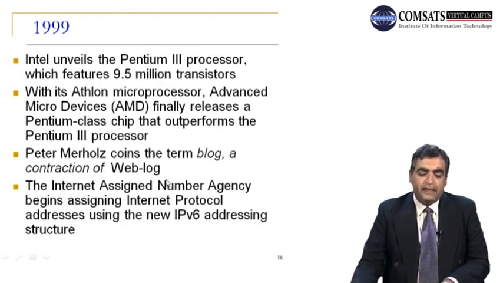In 1999, Intel unveils the Pentium 3 processor, which features 9.5 million transistors. In the same year, Advanced Micro Devices, with its Athlon microprocessor, finally releases a Pentium-class chip that outperformed the Pentium 3 processor.